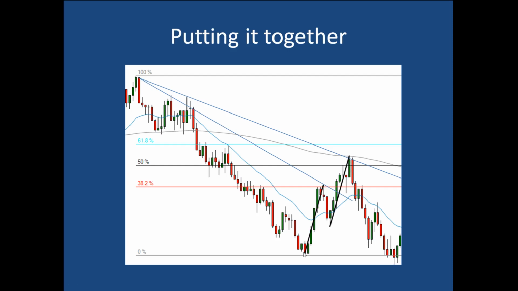We can also draw on our leg 1, leg 2 moves. We have leg 1 up, pull back, and we can expect the second leg to be the same distance as the first, and look where it went, right in with the other levels.